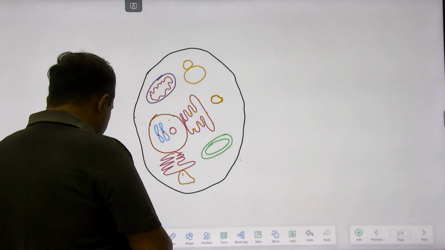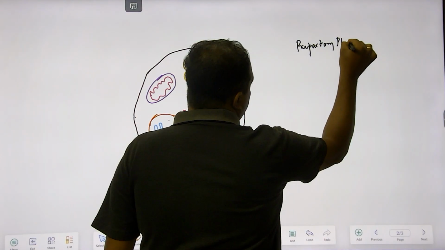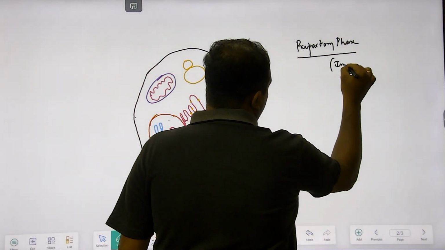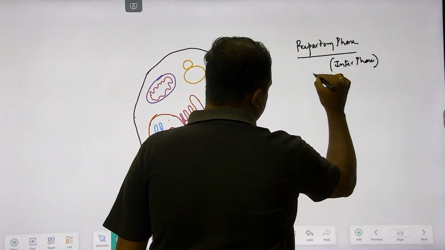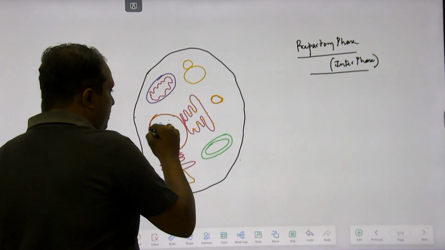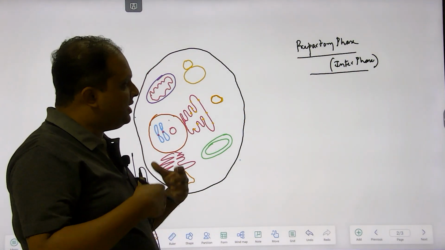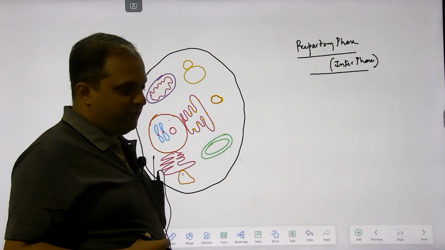And in today's discussion, we are going to talk about the preparatory phase of cell division, which we call the interphase. As I said, before the nucleus divides, before there is going to be the division of cytoplasm, the cell has to get prepared. That's why we call this phase the preparatory phase or interphase.